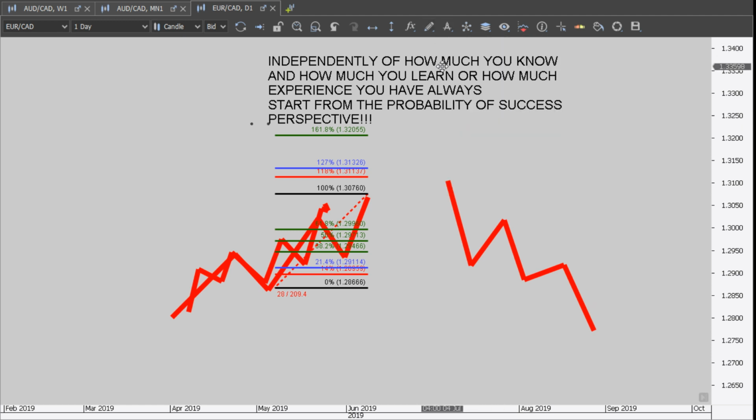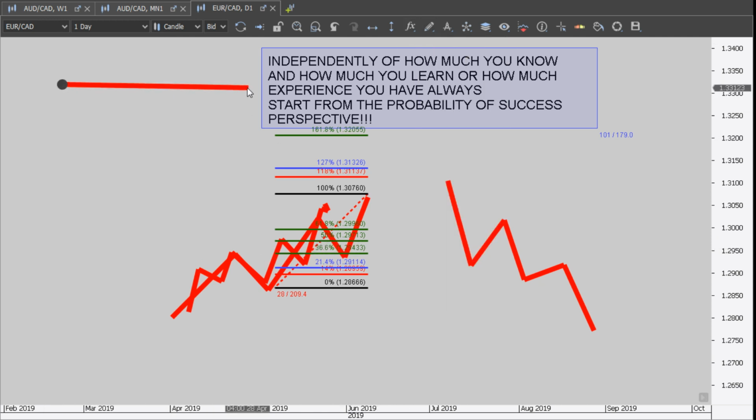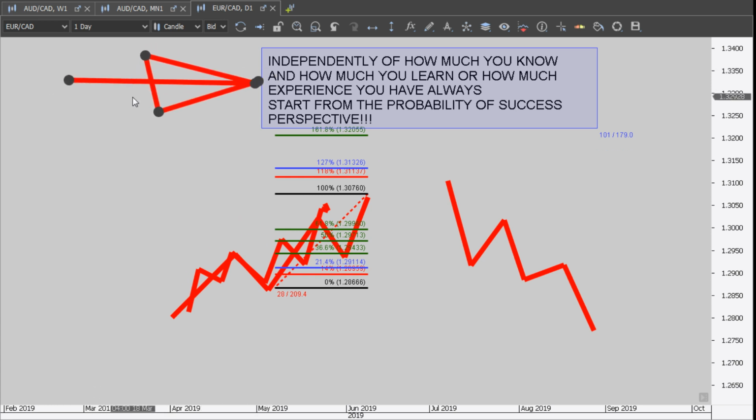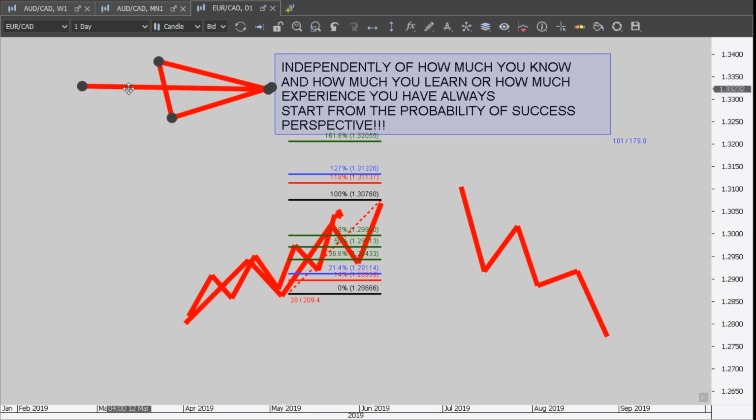If you don't understand this, you are done, everybody. If you don't understand and if you don't obey this, you are done as a trader. Why is it that we have 7-year traders, 8-year traders, 20-year traders? Why? Because we like to learn, right?